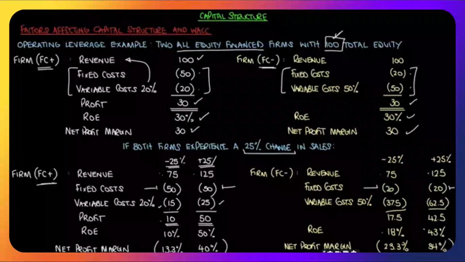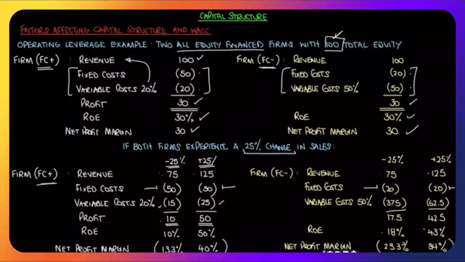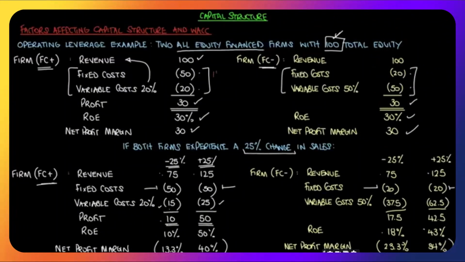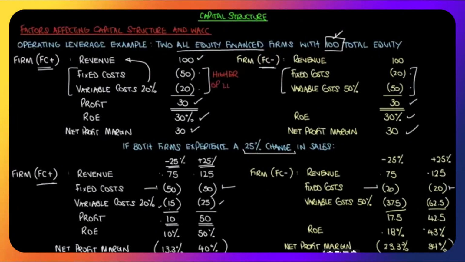Does that back up what we were saying? What we claimed was that firms with higher operating leverage, well, FC Plus has higher operating leverage. Why? Out of its total costs of 70, they both have total costs of 70, a higher proportion was fixed. That means higher risk. Is that borne out? Yes. Look at the range of ROE and net margins. Much bigger range for FC Plus. They are riskier.